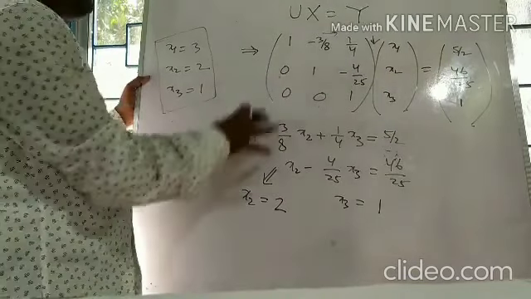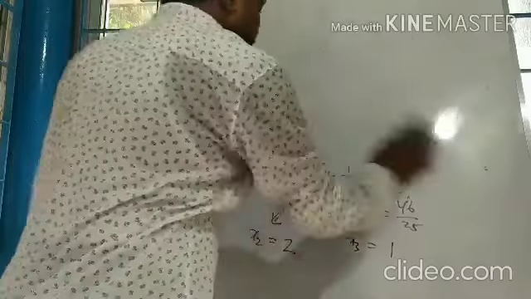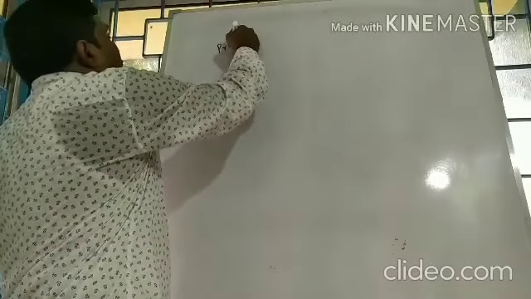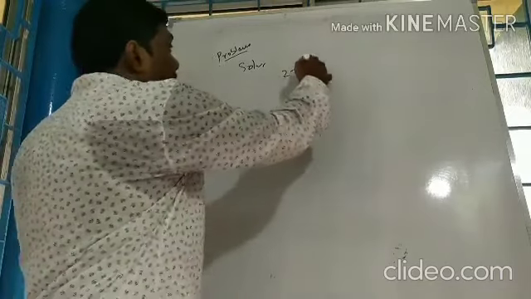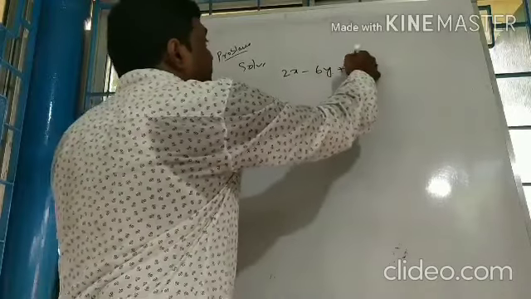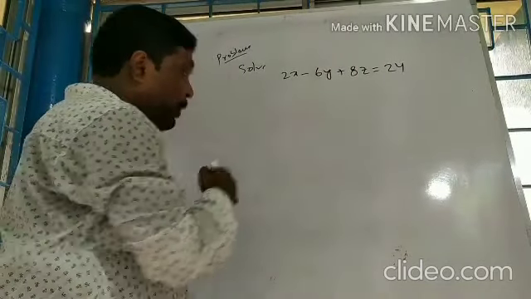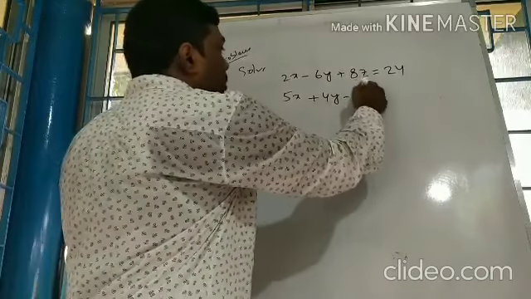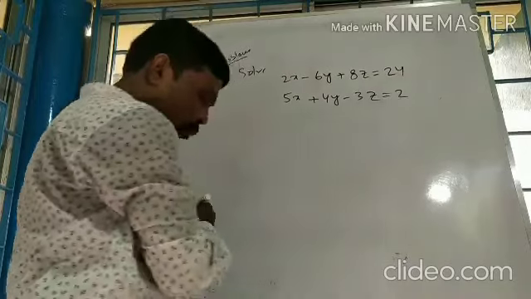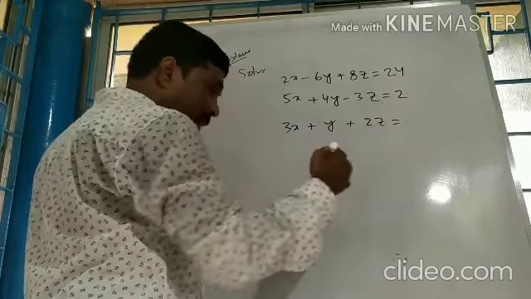We take one more problem for LU factorization method. Solve the problem: 2x minus 6y plus 8z equals 24, 5x plus 4y minus 3z equals 2, 3x plus y plus 2z equals 16.